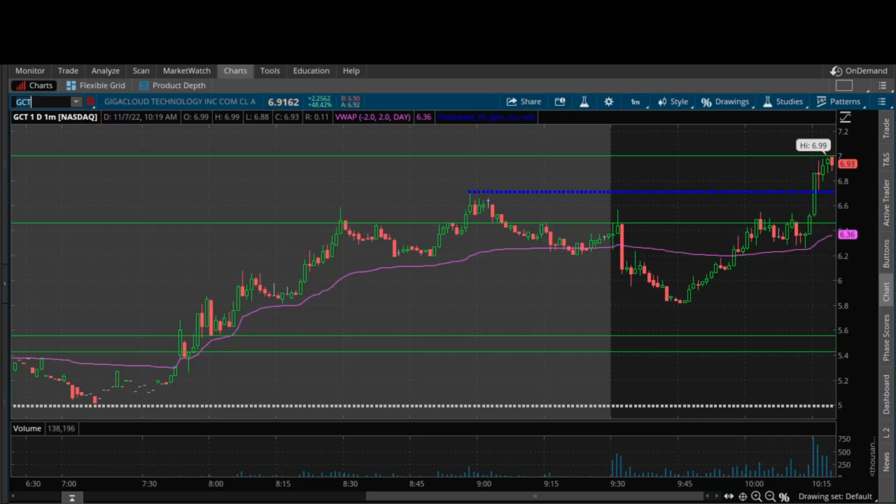On GCT, right here is a level of support. Just ignore these green lines right here. I want you to focus where my cursor is. Just follow my cursor, and we're going to break this down step by step. By the end of this video, everything will make sense and you should have a really firm grasp and understanding of what I'm giving you.